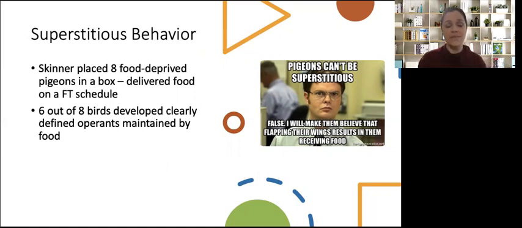But what he found was that 6 out of the 8 birds actually developed clearly defined operants, which means they engaged in very specific behaviors right before the food was delivered. So one was turning in a circle anti-clockwise. One was like pushing its head into the upper corner of the chamber, would like shove its head up in the corner. One was like rocking its head up and down significantly, like way up high and way down low. Another one was like pecking this very specific spot on the floor, and so on.